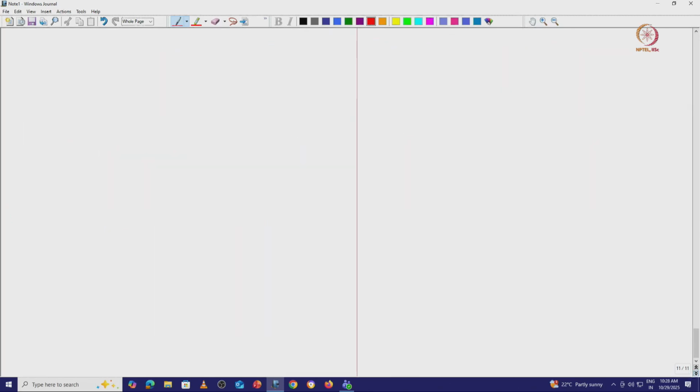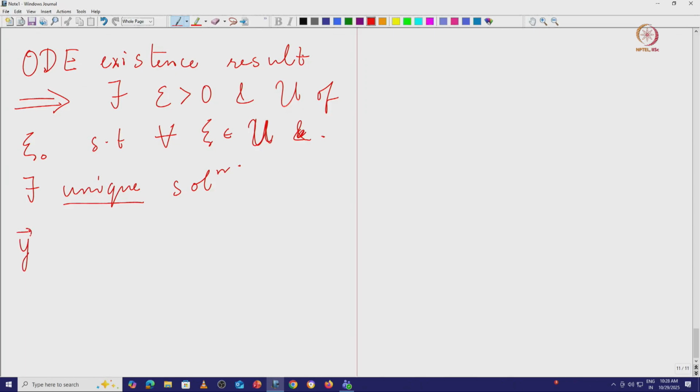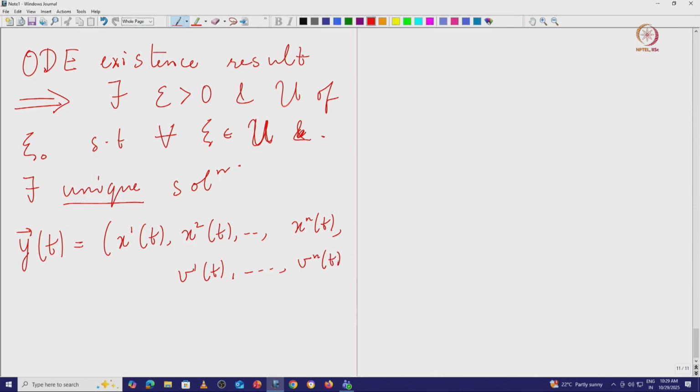So with this, by the ODE existence result, there exists an epsilon and a neighborhood U of xi naught, such that for all xi in this neighborhood, there exists a solution which is unique, which has the form x^1 of t, x^2 of t up to x^n of t, and then v^1 of t up to v^n of t, right, with y at 0 being xi.